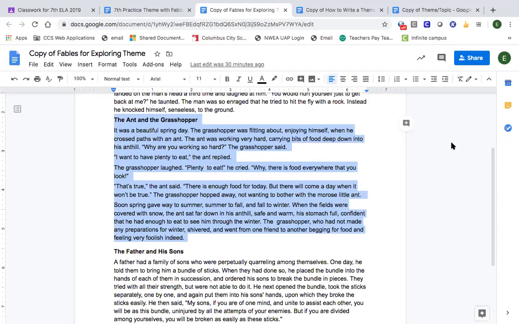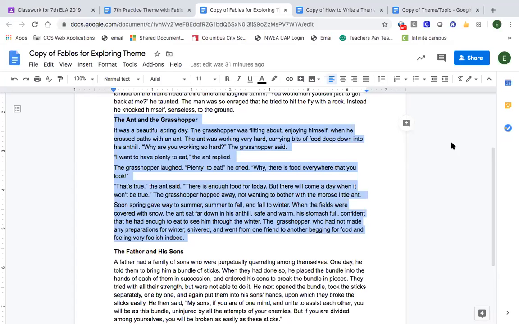The grasshopper hopped away, not wanting to bother with the morose, meaning like the too serious, little ant. Soon spring gave way to summer, summer to fall, and fall to winter. When the fields were covered with snow, the ant sat far down in his anthill, safe and warm, his stomach full, confident that he had enough to eat to see him through the winter. The grasshopper, who had not made any preparations for winter, shivered and went from one friend to another, begging for food and feeling very foolish indeed.